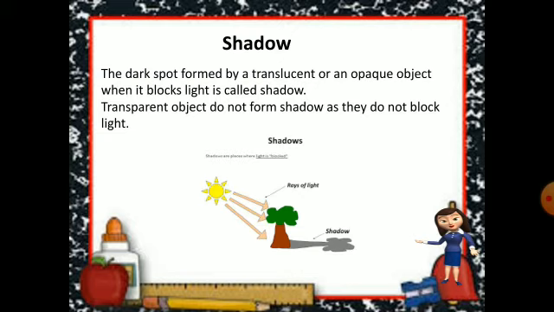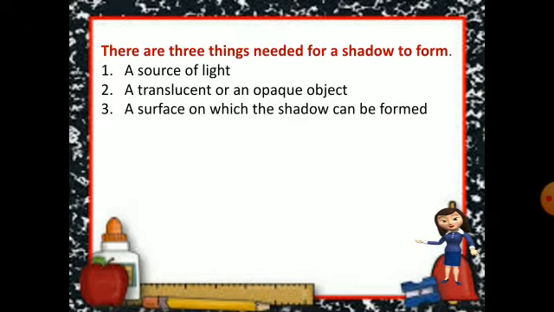Shadow. The dark spot formed by a translucent or an opaque object when it blocks light is called a shadow. Transparent objects do not form shadows as they do not block light. There are three things needed for a shadow to form. First, a source of light. Second, a translucent or an opaque object. And third, a surface on which the shadow can be formed.